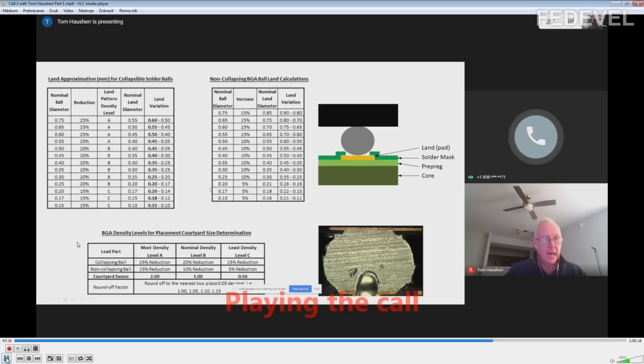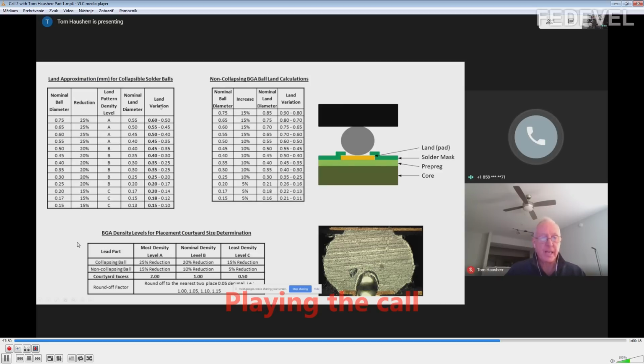So now here we have the reduction. So here we have the pad. For a collapsing ball, the pad has to be smaller than the ball. In order for the ball to collapse around the pad, it has to be smaller. So here's all your reductions. You reduce the ball by 25% in the beginning, but once you get down to a 0.5 millimeter pad, it's a 20% reduction. Then when you get down to a 0.2 millimeter ball, it's a 15% reduction. So that's how you figure it out.